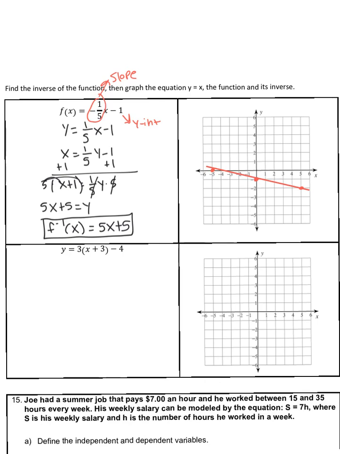Okay, there's one line. And then I'm going to graph the inverse. So 5 is my y-intercept, and 5 is my slope. Since you can't go up 5 and over 1 here, I'm going to go down 5 and over 1. It's going to give the same graph.